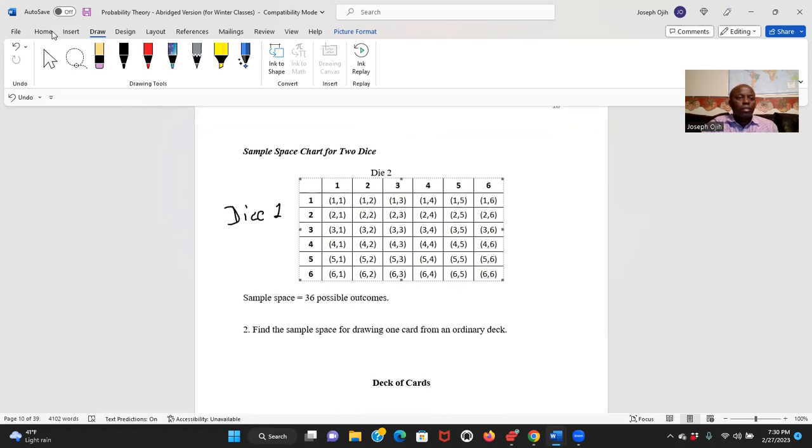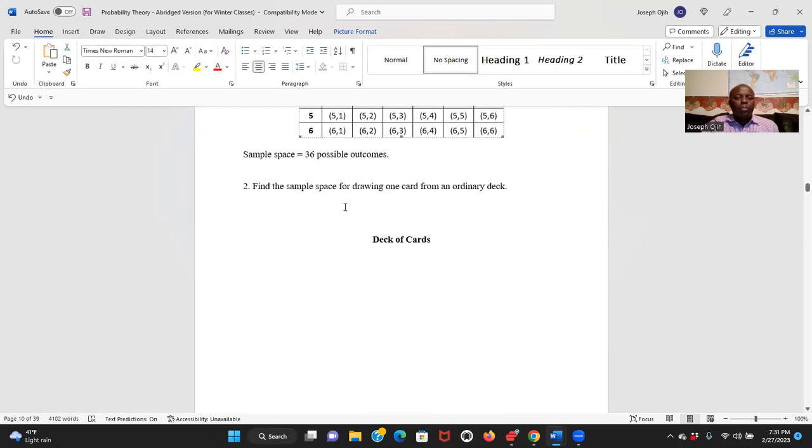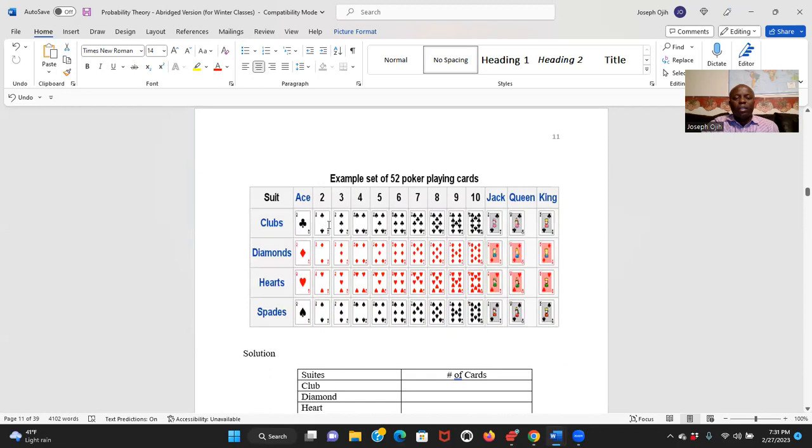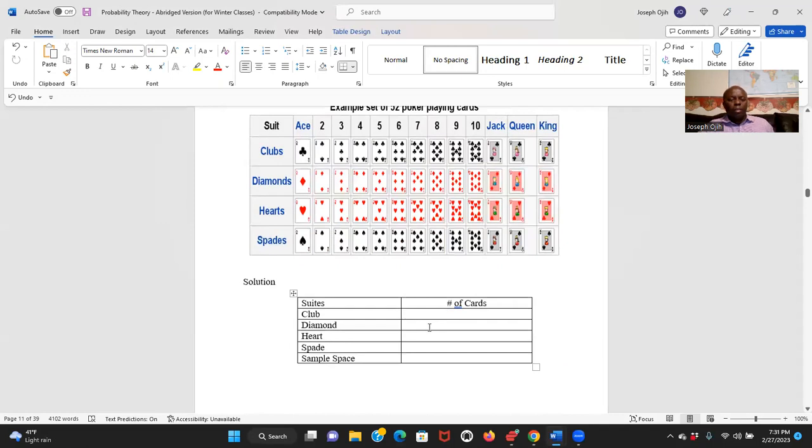Good. Excellent. Now, question 2 says, find the sample space for drawing 1 card from a deck. Well, the sample space is here: 52 cards. If you count them, how many cards are there? The club has 13 cards, diamond has 13 cards, hearts have 13 cards, and then we have spade, 13 cards. So club is 13. You can count it: 1, 2, 3, 4, 5, 6, 7, 8, 9, 10, 11, 12, 13.